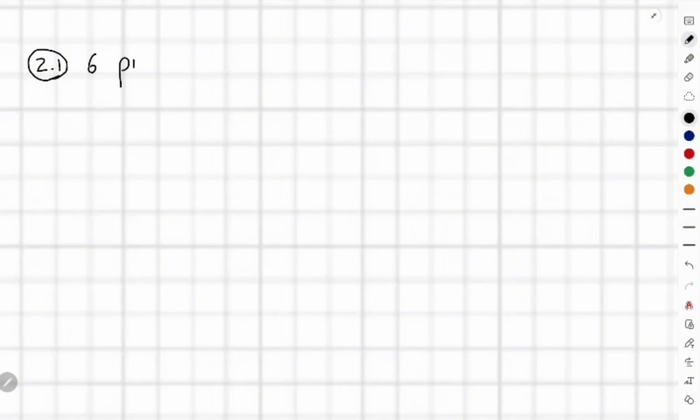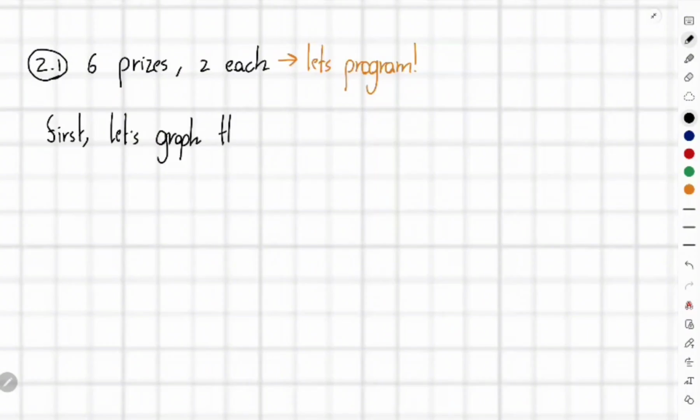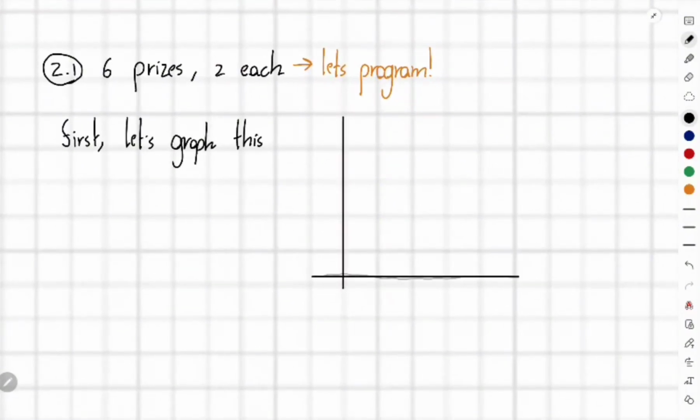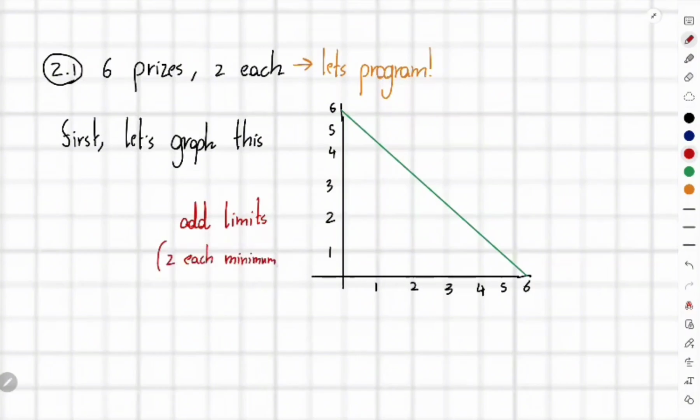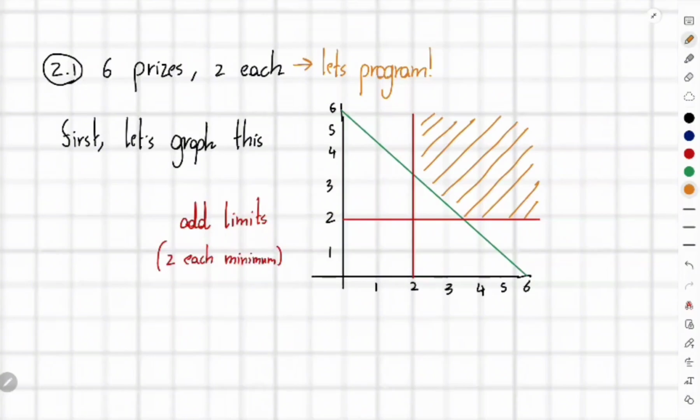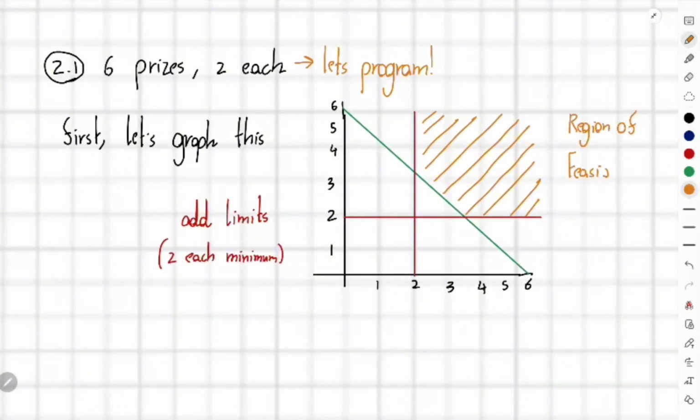So let's look at this through the eyes of a programmer. We have 6 prizes, 2 each. First off, we're going to graph this. To draw our graph, we set the upper bound, which is 6, and we draw a line between them. Next, you add your limits. In this case, there must be at least 2. This orange area refers to the feasibility region, and that's where the possible combinations exist for this problem.